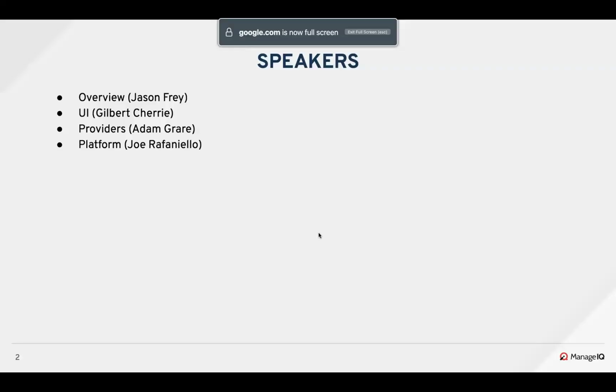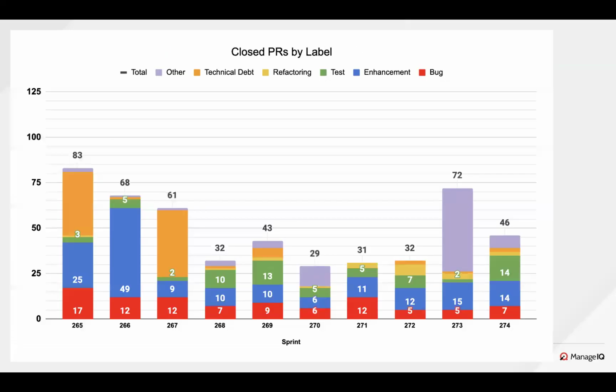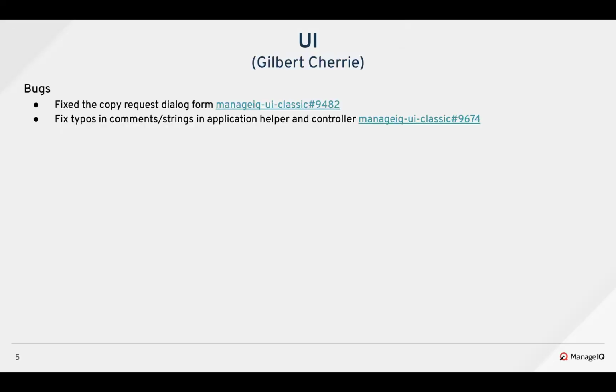I'll start with the overview, Gilbert on the UI, Adam on providers, and Joe on the platform. This sprint, we had 86 PRs merged with 14 tests, 14 enhancements, 7 bugs, and a smattering of the rest. And over to Gilbert on the UI.